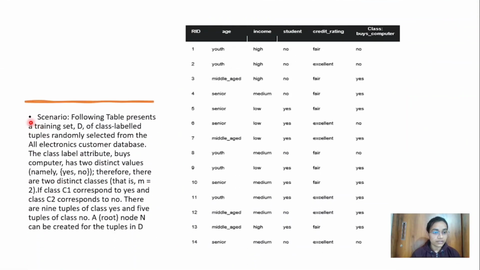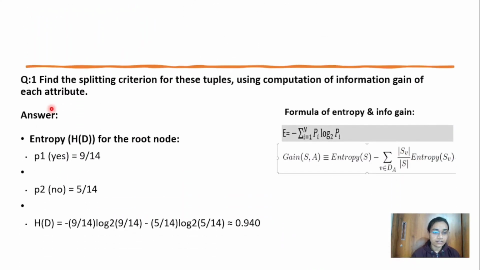Here we have been given a scenario. The following table represents a training set D of class label tuples randomly selected from the AllElectronics customer database. The database has 5 attributes: age, income, student, credit rating, and the class. The class label attribute has only two values, yes and no. Out of 14, there are 9 tuples of class yes and 5 tuples of class no. A root node N can be created for the tuples in database D. With the help of the above dataset, we are supposed to solve the following questions.